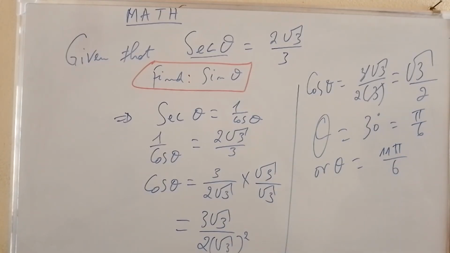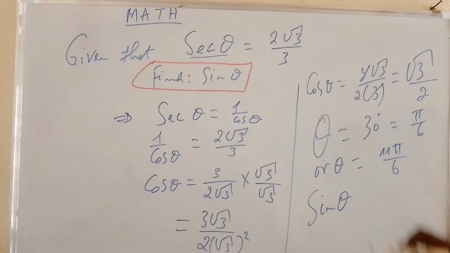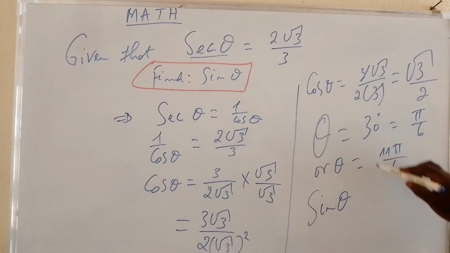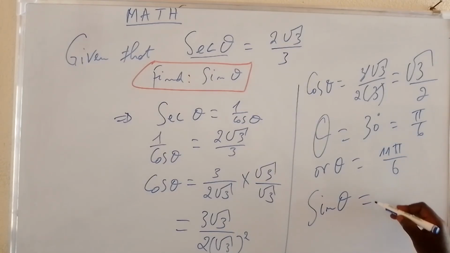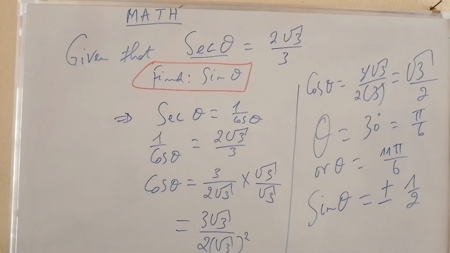Now, what about sine of this angle? We know that sine of theta, sine of 30, is a half. And the sine of this other angle will not be a half, but negative a half. So we say that this one is positive or negative a half.